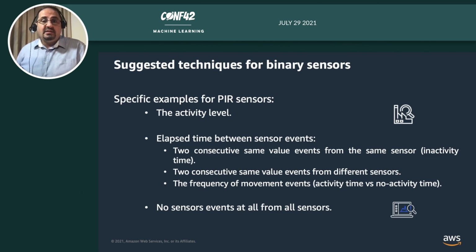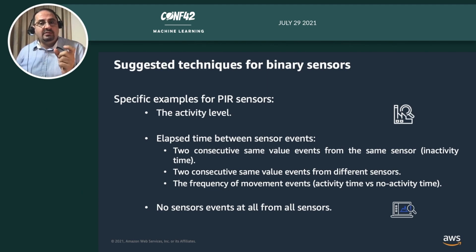Now, taking the PIR sensor case specifically, when detecting activity using passive infrared (PIR) sensors, here are some examples of the features that can be extracted. For example, the activity level within a region, an area, which is the number of events coming from a PIR sensor, can be one of the extracted features. As well, we have the elapsed time between sensor events. So if we have two consecutive same value events from the same sensor, this means that the entity in the same region or sub-region is active within the region.